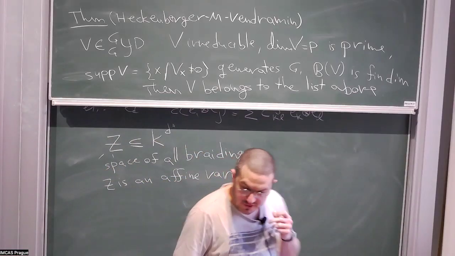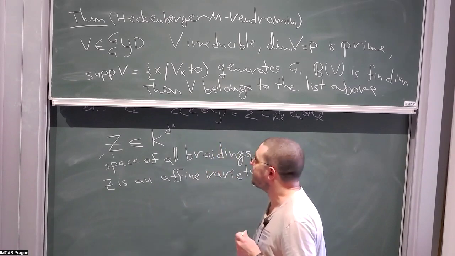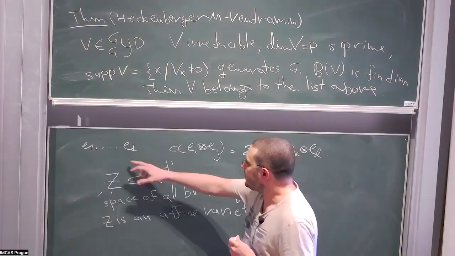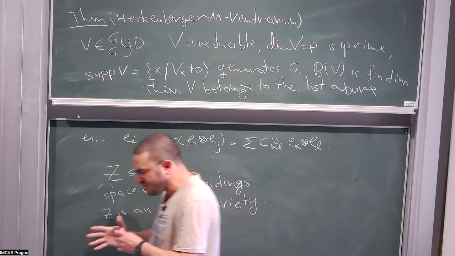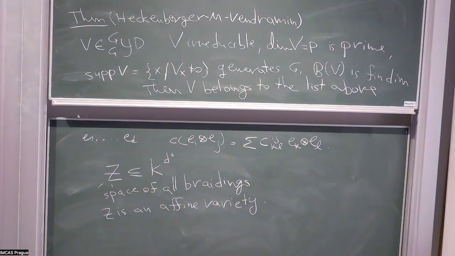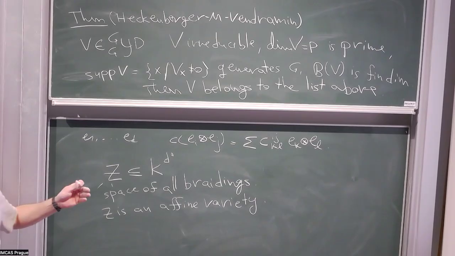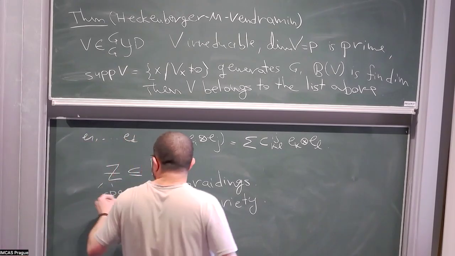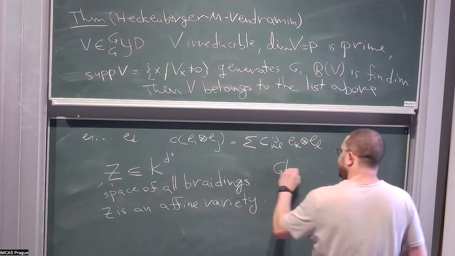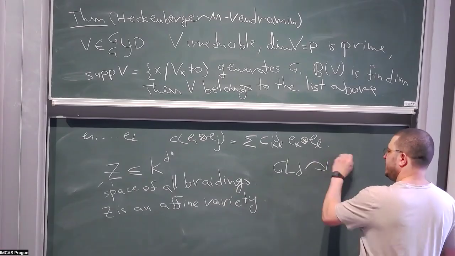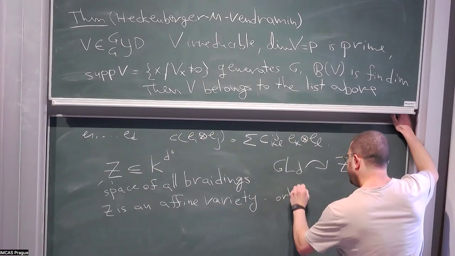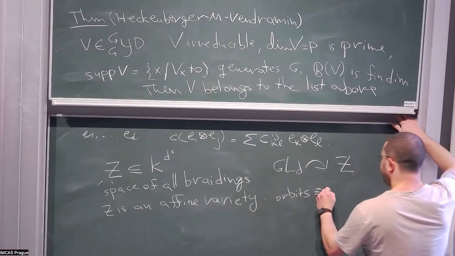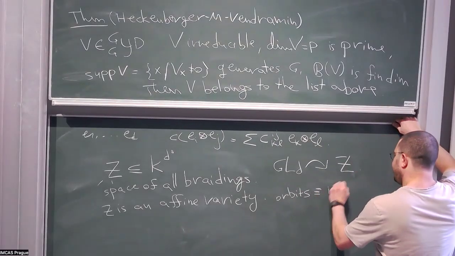Z comes equipped with an action of some group, which is just given by a change of basis. So notice that the numbers that I got here, these c_ij^kl, they're there just because I chose a particular basis for my vector space. If I took any other basis, I would have got different numbers. And this is encoded in the action that I have of GL_d acts on Z, and the orbits are the same thing as isomorphism types of braidings.